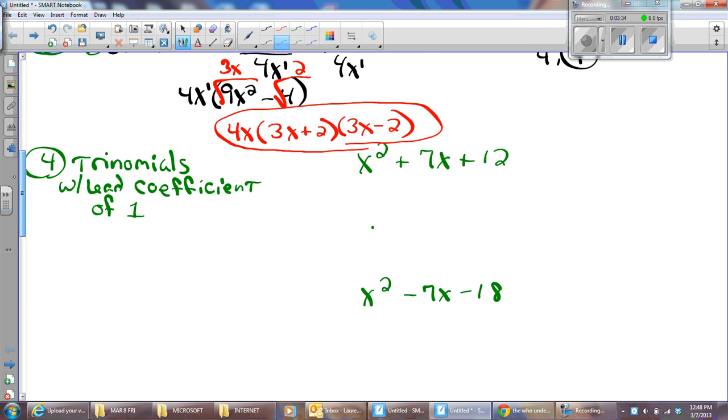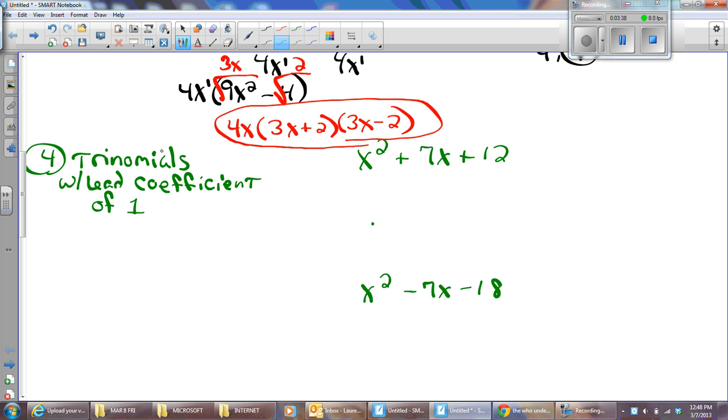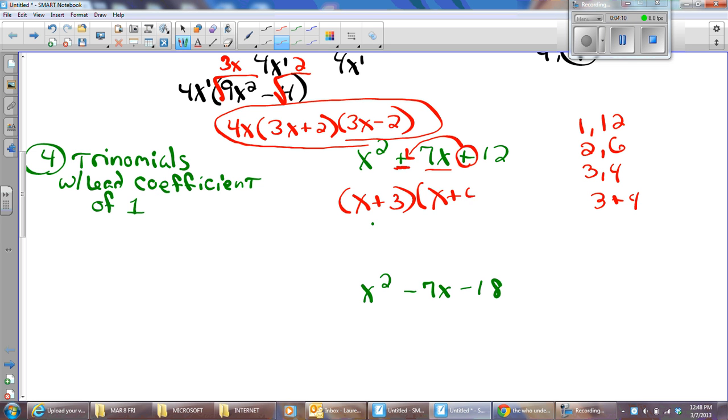Okay, and then the most recent type we've learned about is trinomials with lead coefficients of 1. For example, this one here. Now notice there's a plus in the back. Remember, that's going to be our Wendy's double stack, meaning this sign is going to show up twice. I'm going to list the factors of 12. 1, 12, 2 and 6, 3 and 4. And since this is a plus, I need 2 factors of 12 that add to get 7. Well, 3 plus 4. Watch how simple this is to factor. X plus 3 times the quantity of x plus 4. And I am done.